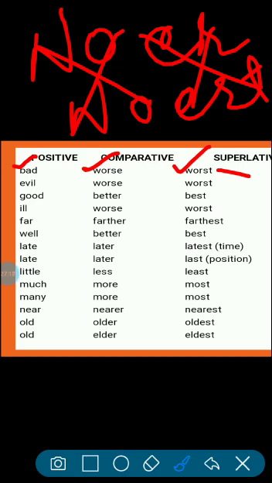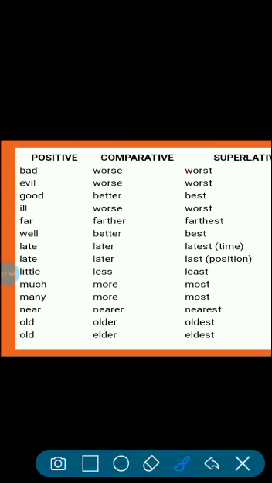And the next word is evil. Evil has the same comparative form as bad. It is worse, and the superlative form of evil is worst. It is like bad. And one more word we should discuss directly, ill. It is again worse, comparative, and worst, superlative. So three words have the same comparative and superlative forms. Alright, dear students.